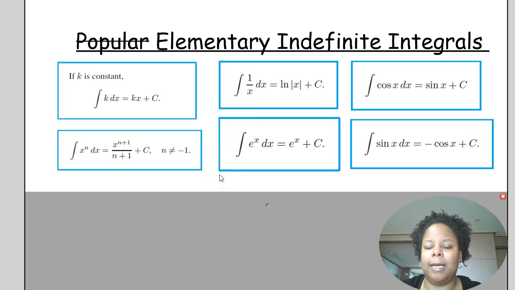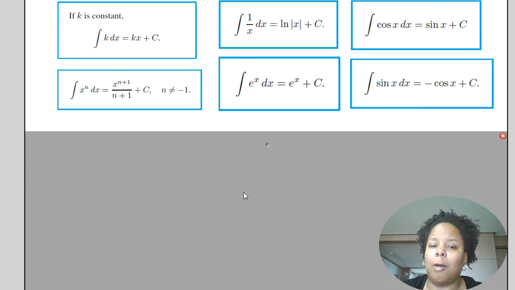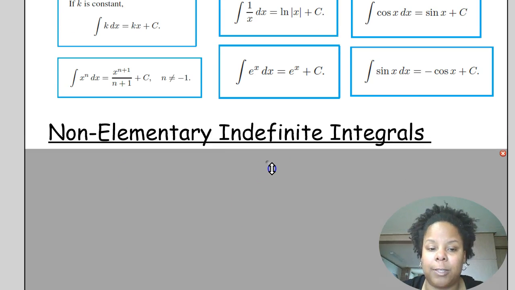And now we're going to look at a question that came up: how do you determine the indefinite integral of functions that are not part of the elementary indefinite integral group? We're going to talk about that because it's a very interesting process.